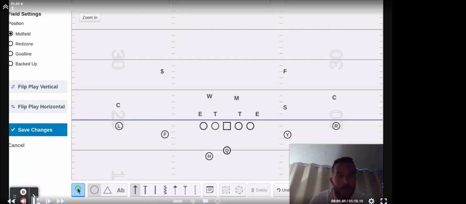Hey guys, we're going to be sitting and talking about our GT counter play today. So right now we're looking at an even front. Okay, our center's uncovered.